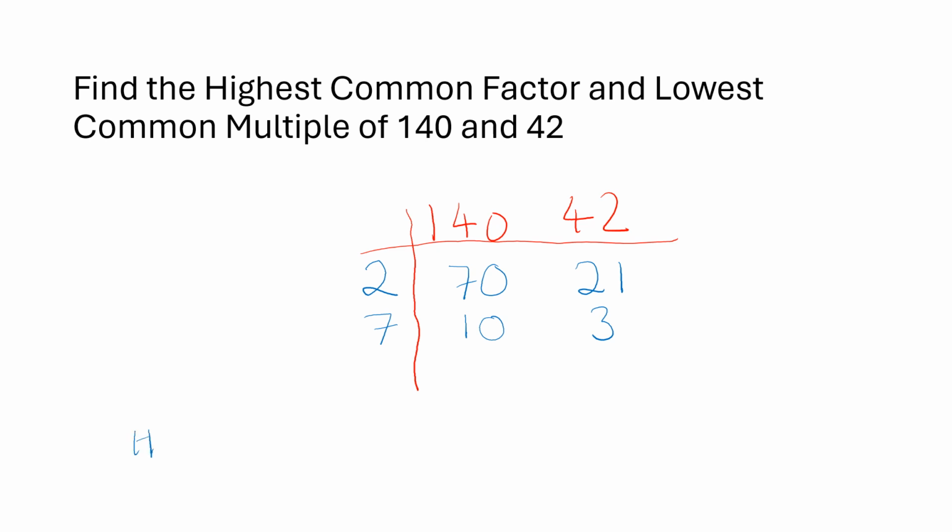So to get the HCF, the highest common factor, I just multiply the two factors that I wrote down the left-hand side. So 2 times 7 is 14. So that is my HCF.